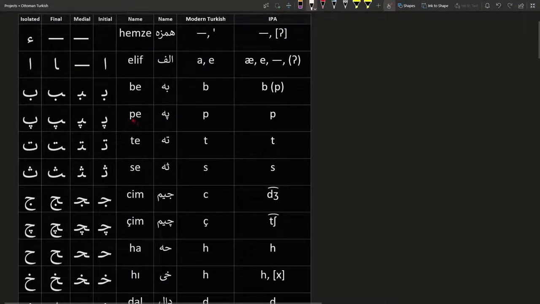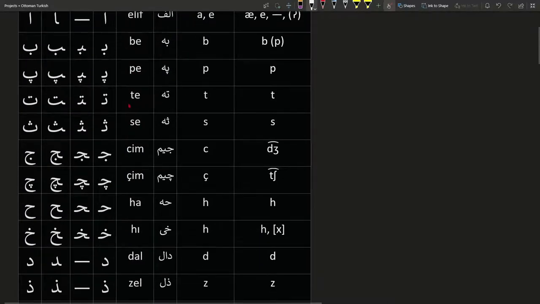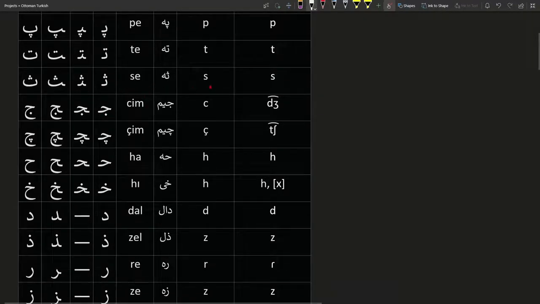The third letter is P, makes the P sound. Next letter is T, makes the T sound. Letter after that is S, makes the S sound. This is only found in Arabic loanwords. Next we have Jim, making the J sound of English, but represented with the C in the Turkish alphabet. But it makes the J sound.